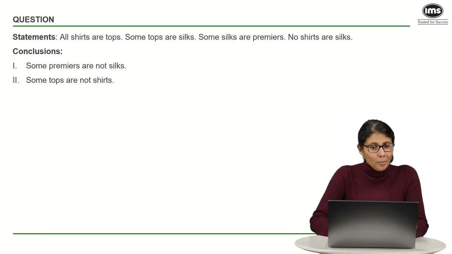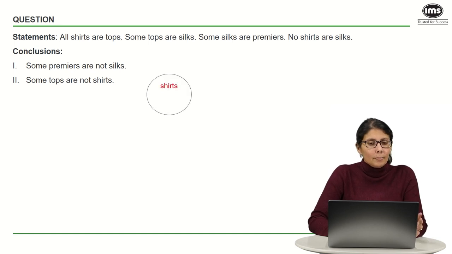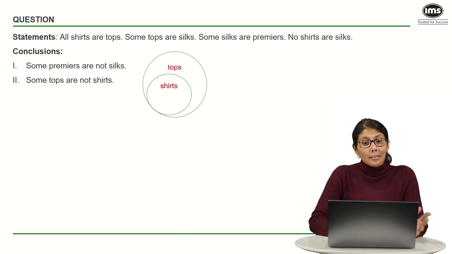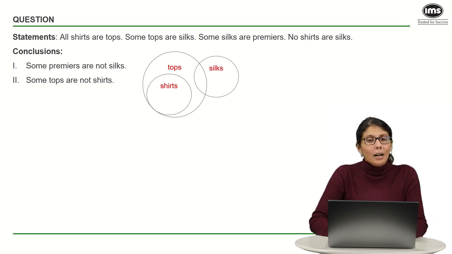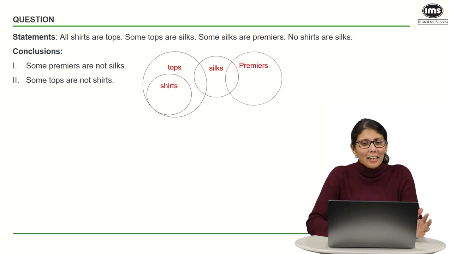All shirts are tops. This is fairly easy. Some tops are silks. So we have this. Some silks are premiers. Now it's really okay if you don't know what premiers are. All you need to do is to draw the diagram.